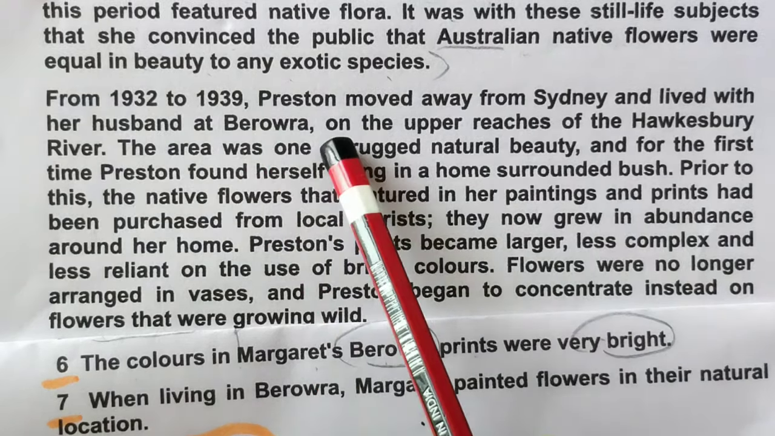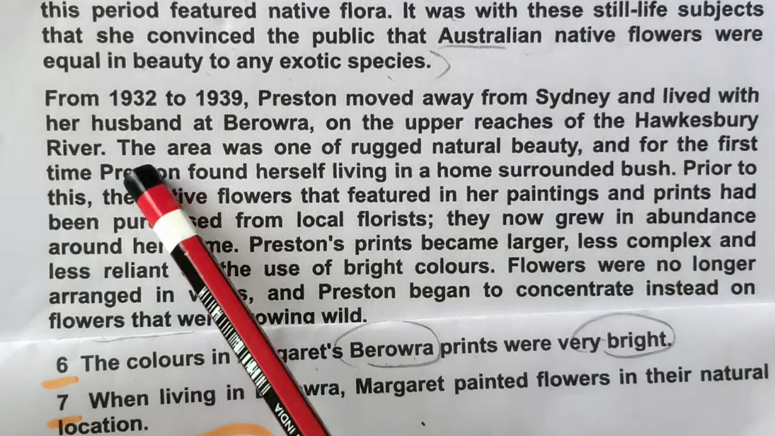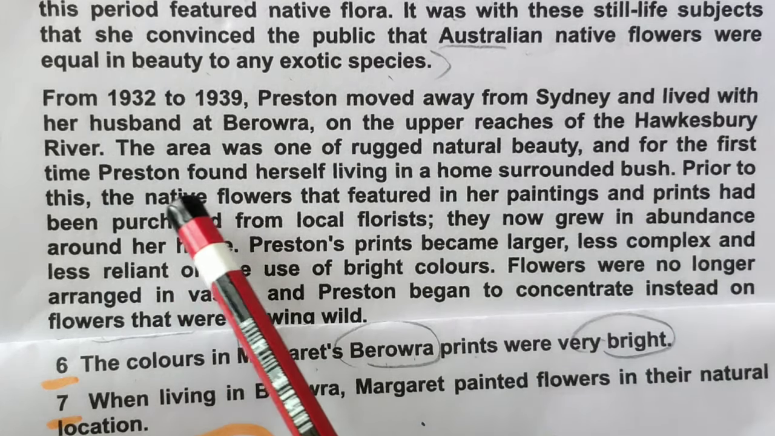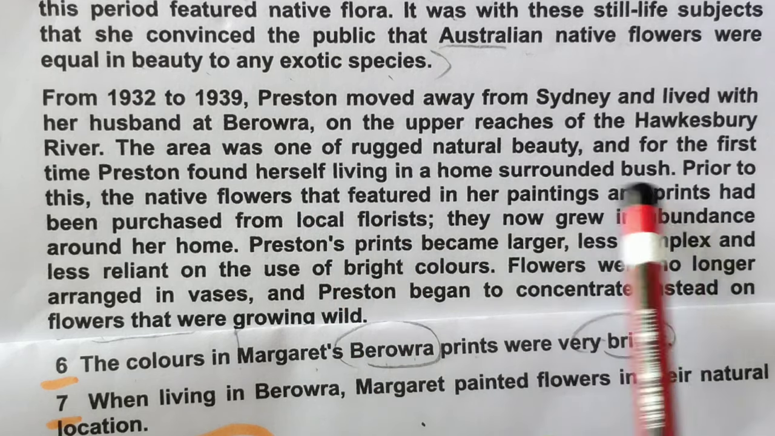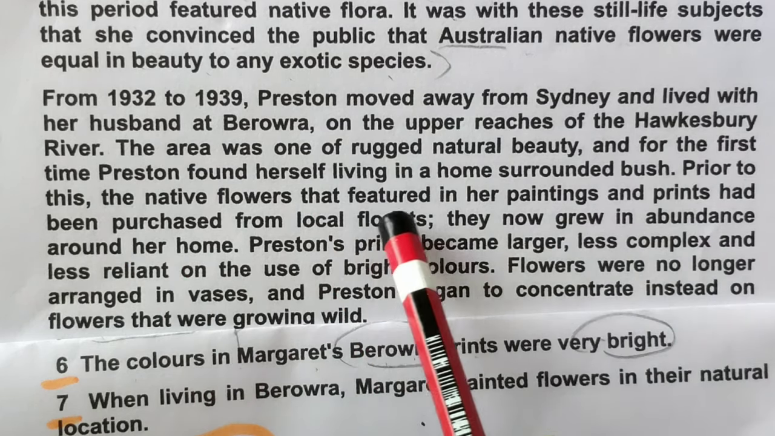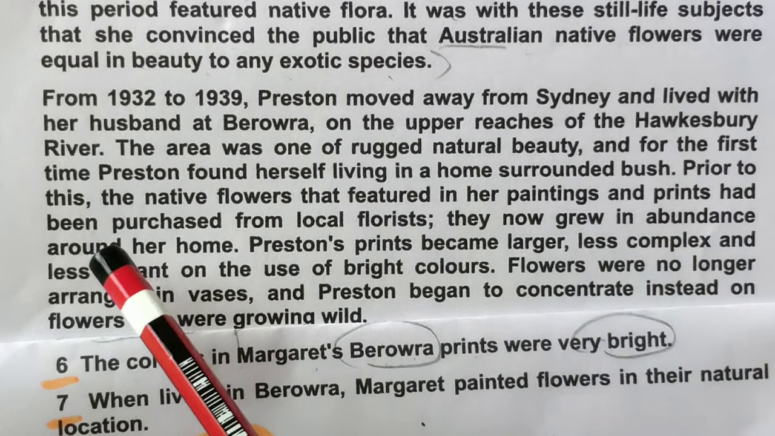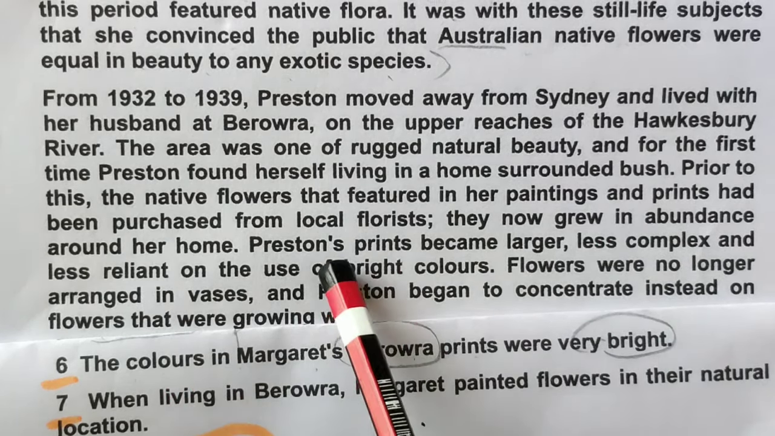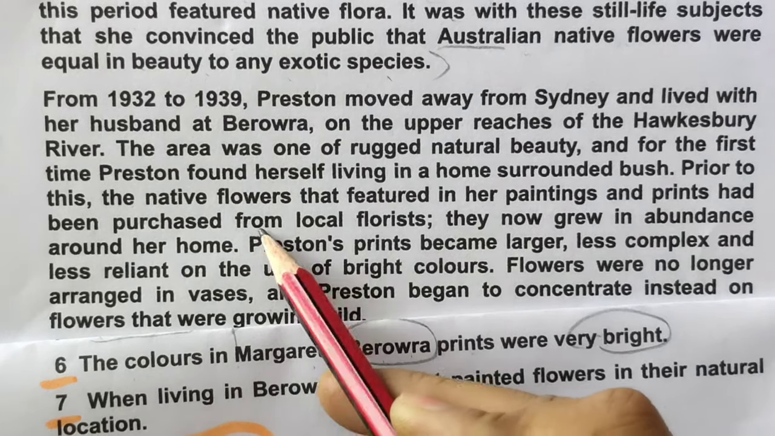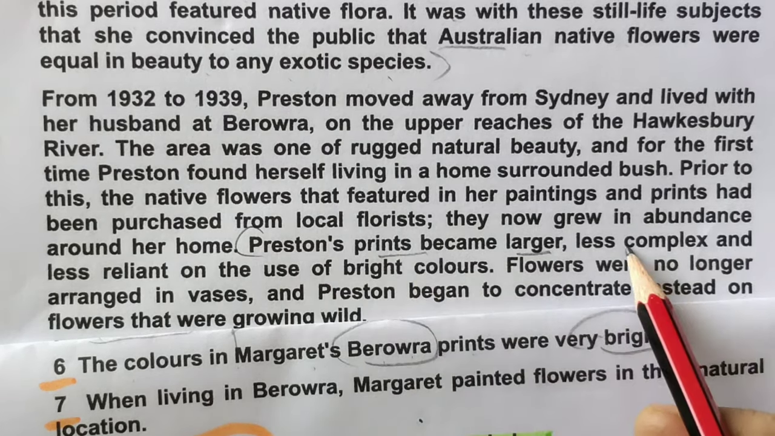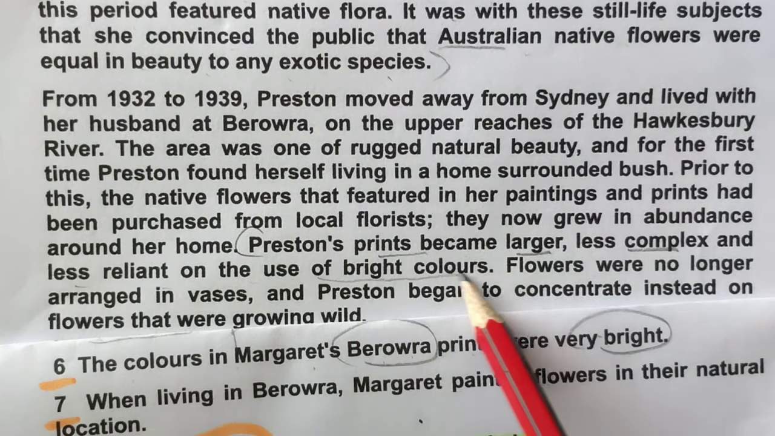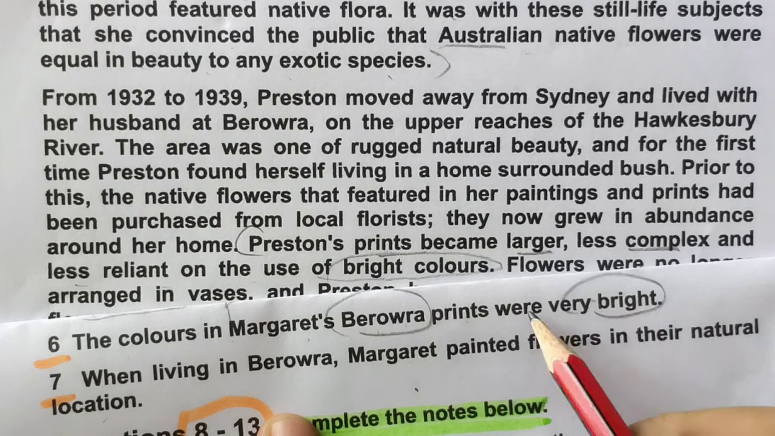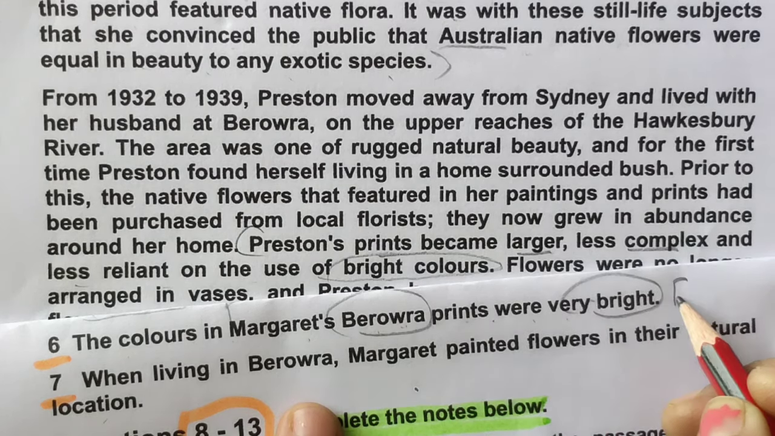Lived with her husband on the upper reaches of the river. The area was one of rugged natural beauty. For the first time, Preston found herself living in a home surrounded by bush. Prior to this, native flowers that featured in her paintings and prints had been purchased from local florists. They now grew in abundance around her. Preston's prints, okay, this is the location, became larger, less complex and less reliant on the use of bright colors. So here false information is given, were very bright, it means it is false.